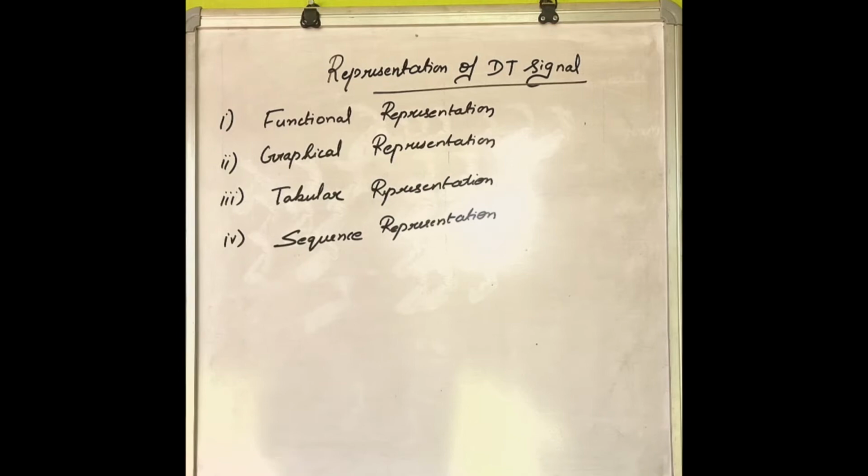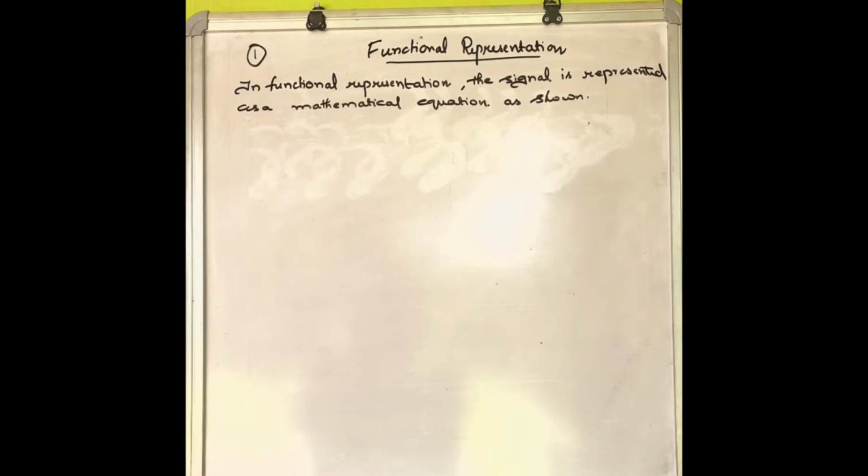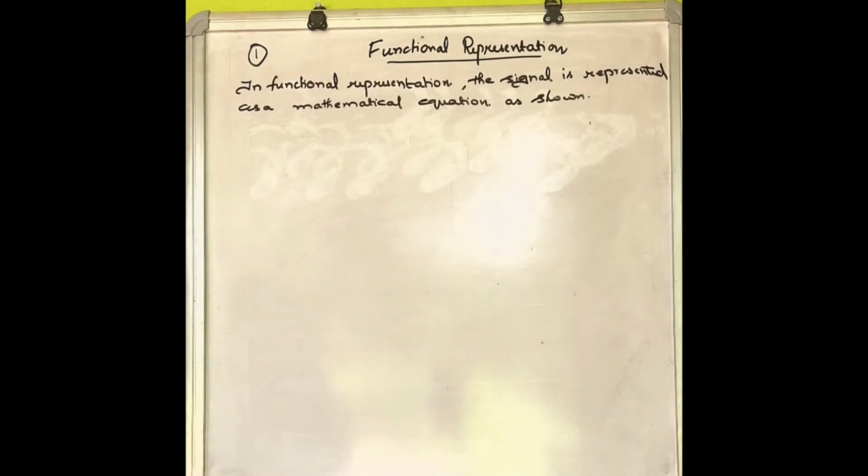Representation of discrete time signal. The discrete time signals are represented by functional representation, graphical representation, tabular representation, and sequence representation. We'll see one by one. The first representation of a discrete time signal is the functional representation. In functional representation, the signal is represented as a mathematical equation as shown.